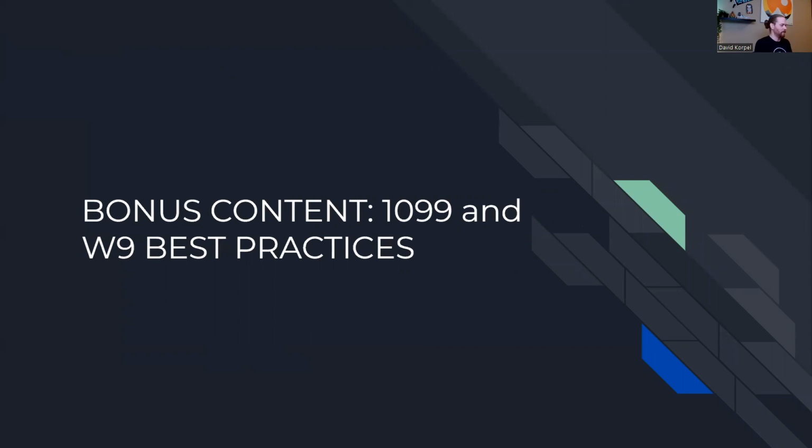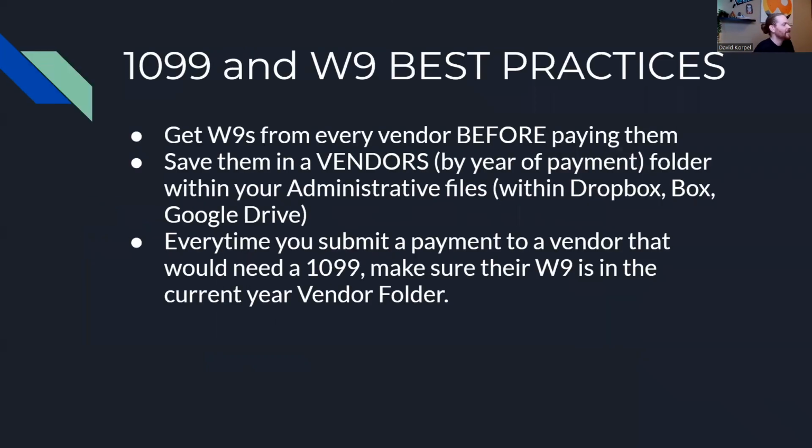All right, so we have time for some bonus content. So let's talk about some 1099 and W-9 best practices. So get W-9s from every vendor before paying them. And then I recommend saving them in a vendors folder within your administrative files. I always recommend some kind of file sharing system like Dropbox, Box, Google Drive. Within that, with all your other admin documents, should be a vendors folder. I like to see them organized by year of payment. And just every time you pay somebody in the new year, drop in their W-9.